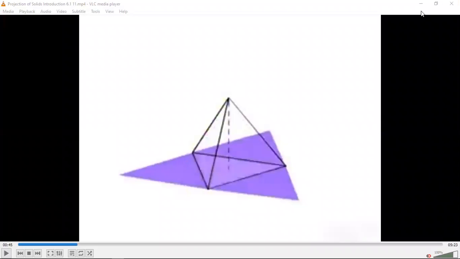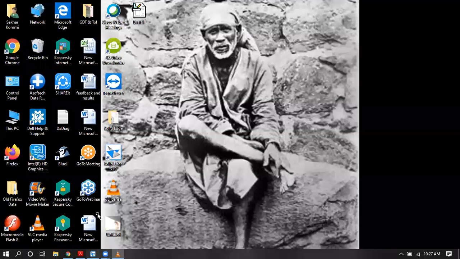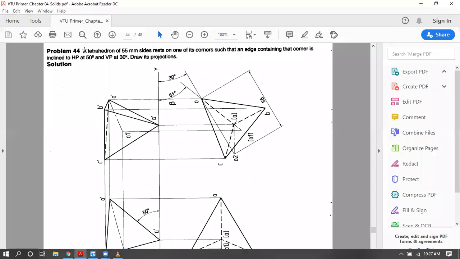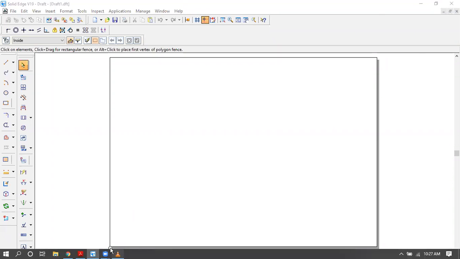And one more very important point here is that in the case of a tetrahedron, they never mention the axis height. So: a tetrahedron of 55 sides rests on one of its corners, such that an edge containing that corner is inclined at an angle of HP 50 degrees and VP 30 degrees. But here there is no mention of the axis. In the case of a tetrahedron, the axis will not be mentioned.